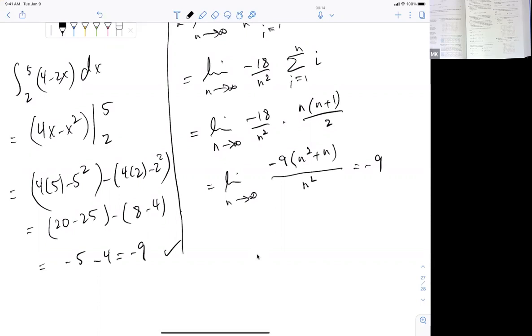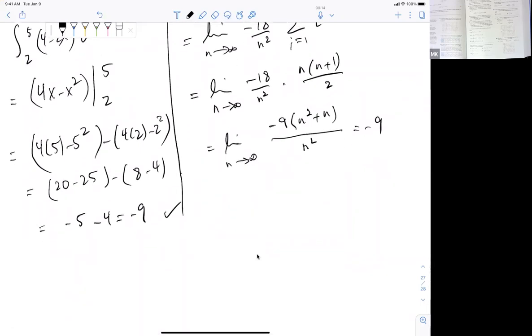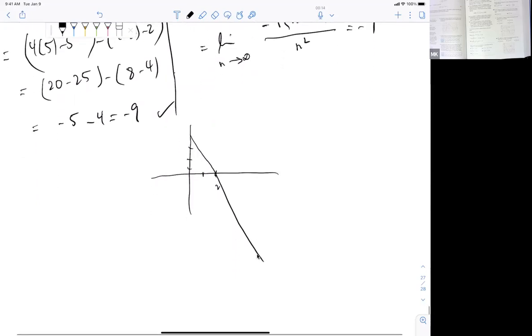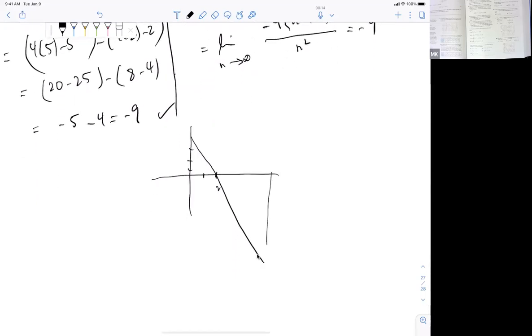Same problem. If I wanted to do this using a graphical approach, this is 4 minus 2x. It looks like this line. At 0, it's 4, and then it has a slope of -2, and it goes down. And then from here to 5.